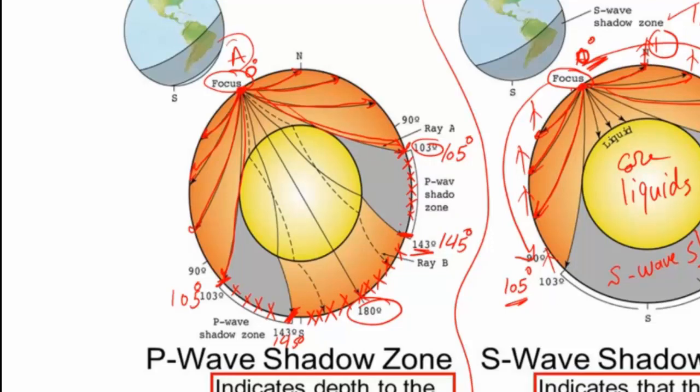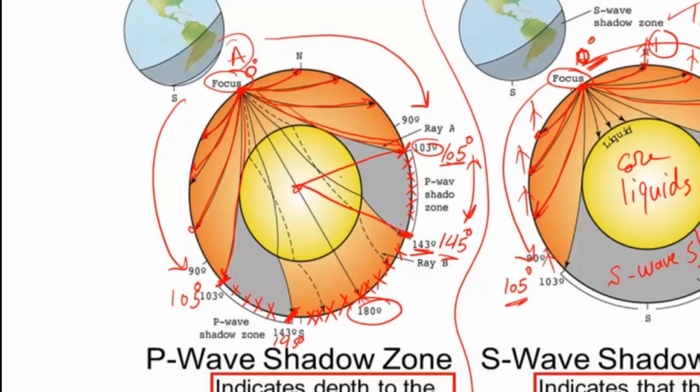So what's happening? We can sense it starting from 0 to 105 on both sides. And then there is an area from 105 to 145, between those two angles. If this is the center, in this part there is no P wave at all. And on the other side of the Earth, the same angle also, and there is no P wave on the other side. So what's the problem?